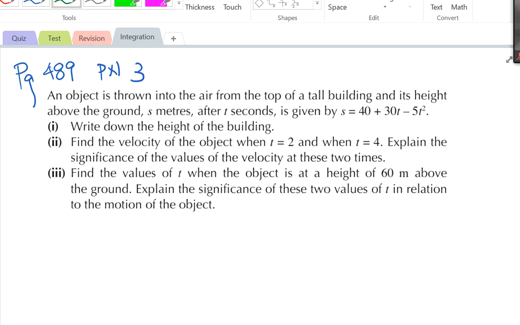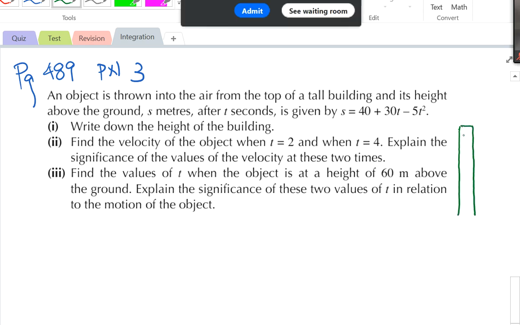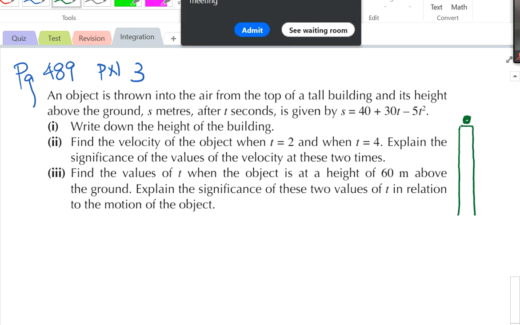This question is a little bit different. Why? It's not just about going forward and backward of a particle. Notice an object is thrown in the air. So how does this look like? I'm going to draw. This is a building. An object is thrown and then it will fall. All right?